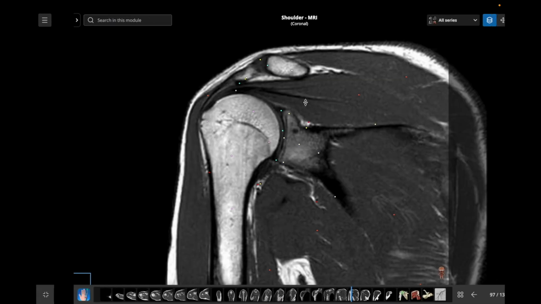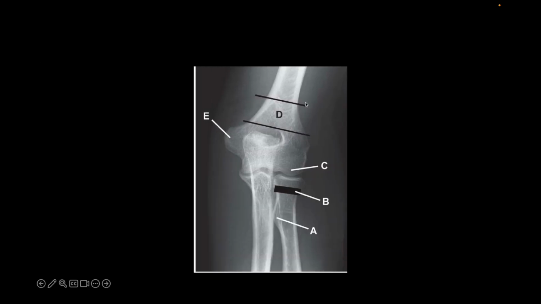So let's look through some cases. This is an AP elbow X-ray. The main thing to do is orientate ourselves, so we know that this is radius, this is ulna, this is humerus. Let's start with A. Because this is radius, this little bulge here would be your radial tuberosity. B, they are asking what sort of structure would connect this area, and that would be your annular ligament.